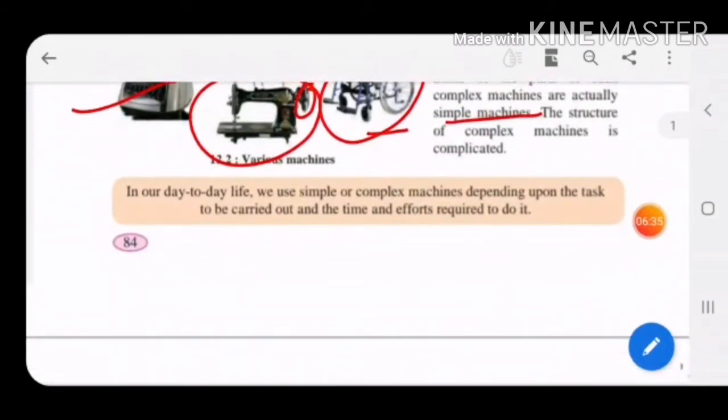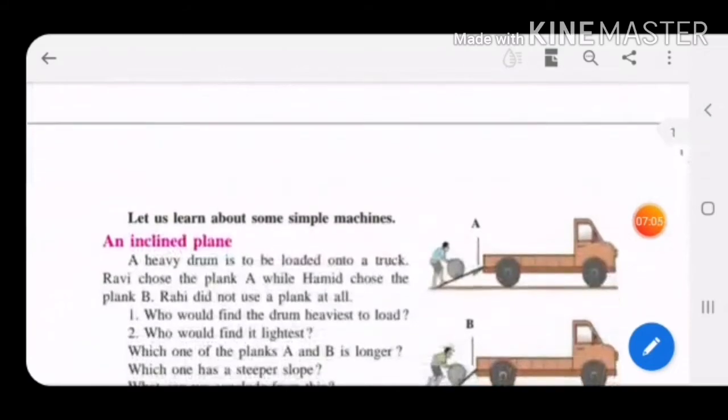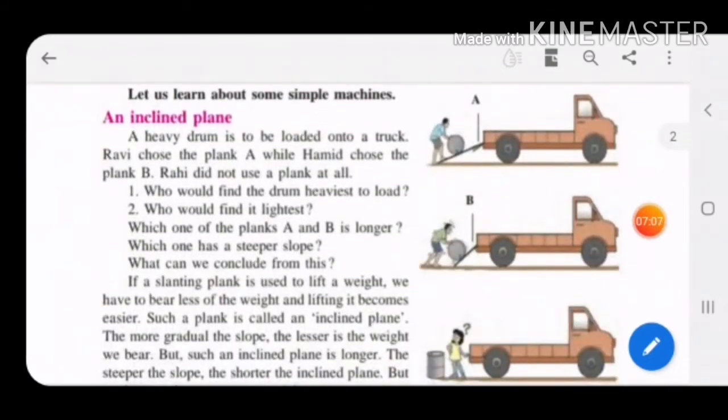In our day-to-day life, we use simple or complex machines depending upon the task to be carried out. Suppose you have to go to a nearby place only, you can use the cycle. If you want to go to a very far away place, you have to use the what? Scooter. Or if you have to travel more distance, you can use the car. So we use simple or complex machines depending on our work to be carried out in less time and with less effort.